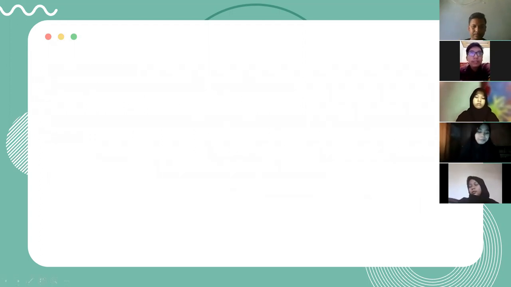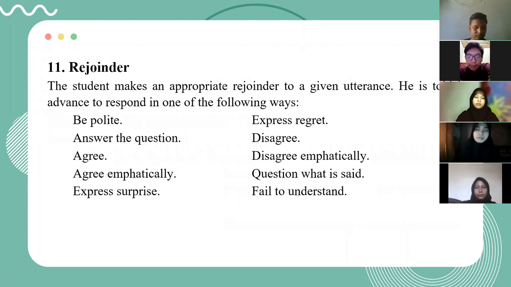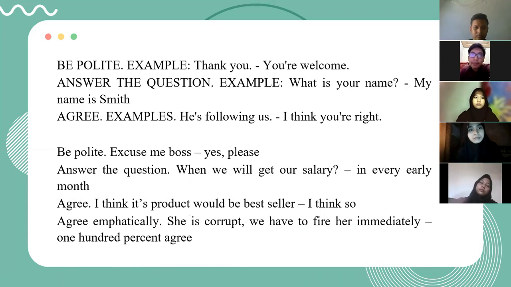Nice. Then number 11. Rejoinder. You are to make appropriate rejoinder to a given utterance. He is told in advance to respond in one of the following ways. There are 10 of rejoinder. Be polite, answer the question, agree emphatically, express surprise, express regret, disagree emphatically, question what is said, and fail to understand.